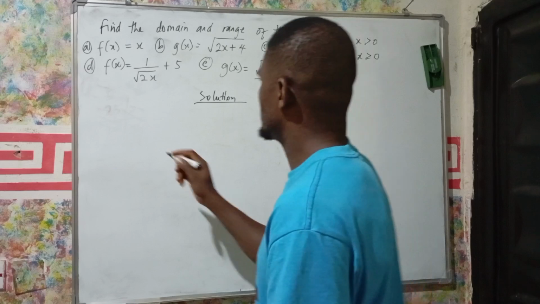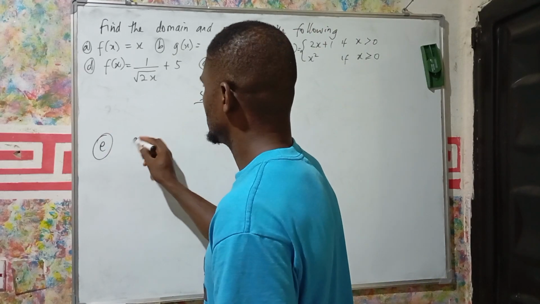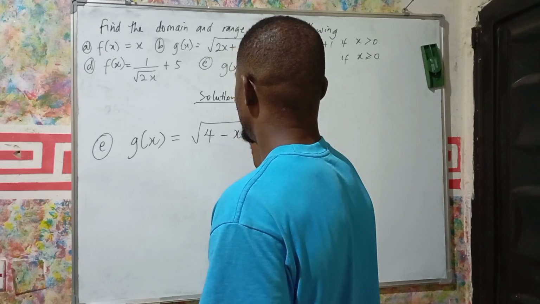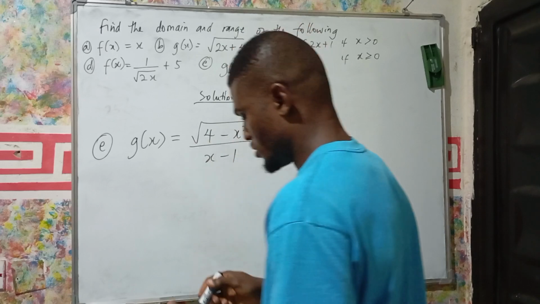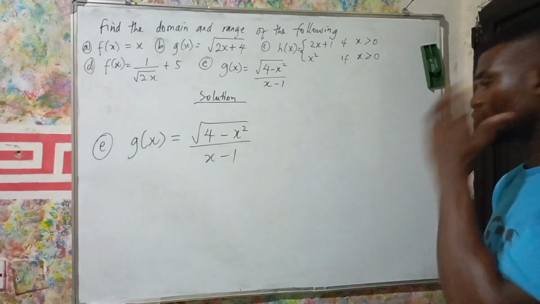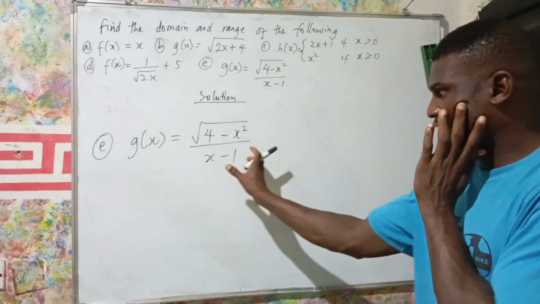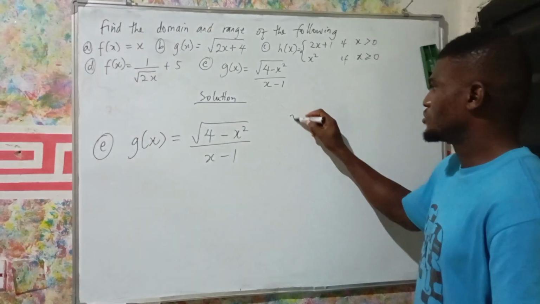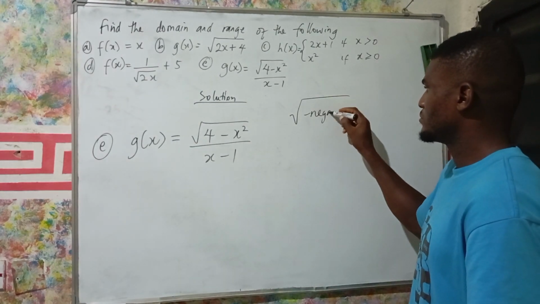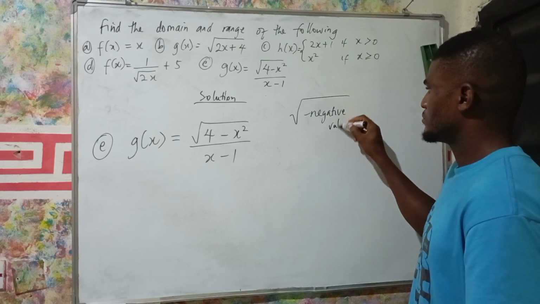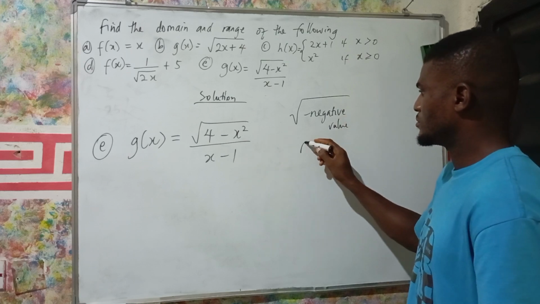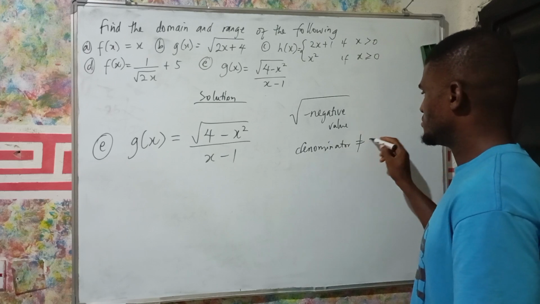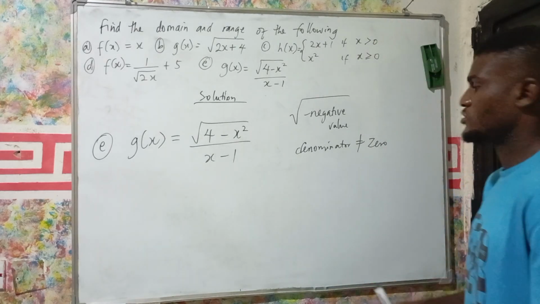Now let's look at the last one. g of x equals the square root of 4 minus x squared over x minus 1. Now this is a case where we have a root again and a denominator, so take note of the rules there. The root should not have a negative value, and the denominator should not be 0. Those are the two things you need to take note of.